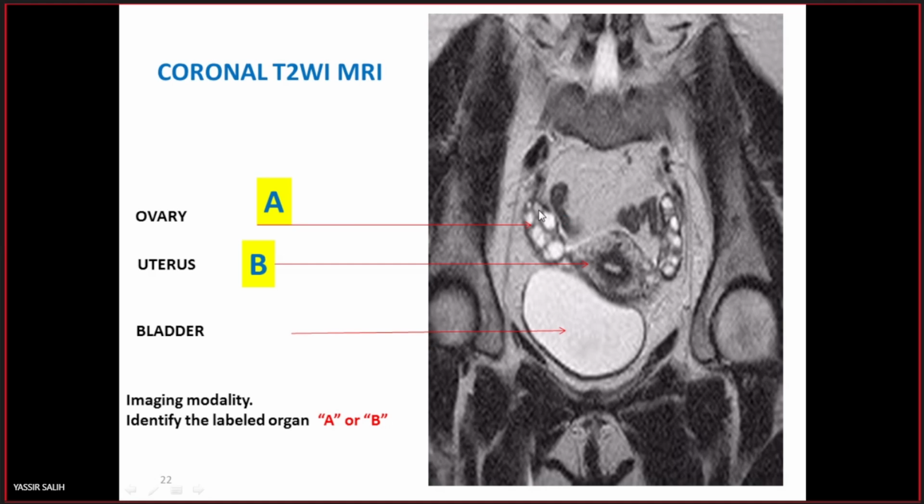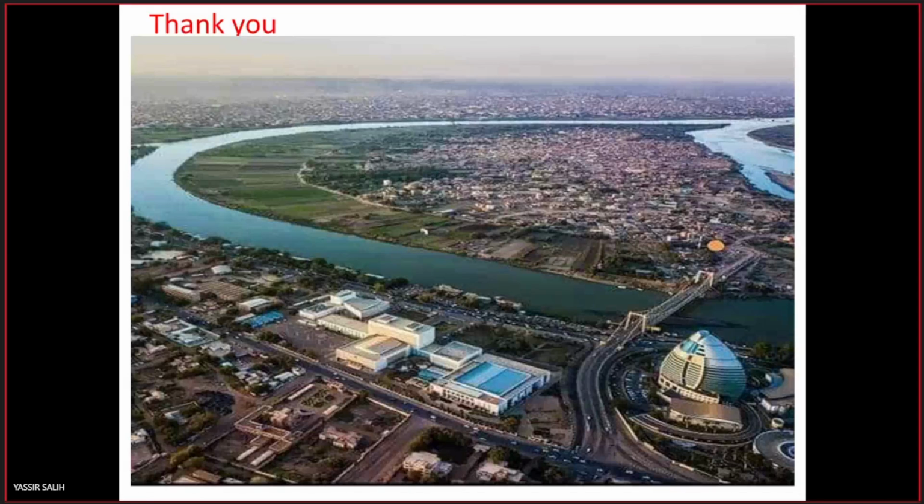And give the name of the structure marked as A. Ovary. Each one of us has two ovaries. Right. Left. Right. Always right. This is the right and this is the left. This is the right ovary, so this is the left ovary. The organ marked as P. Uterus. Uterus, and of course this is the urinary bladder. MRI coronal. If you have any question, you are excellent.